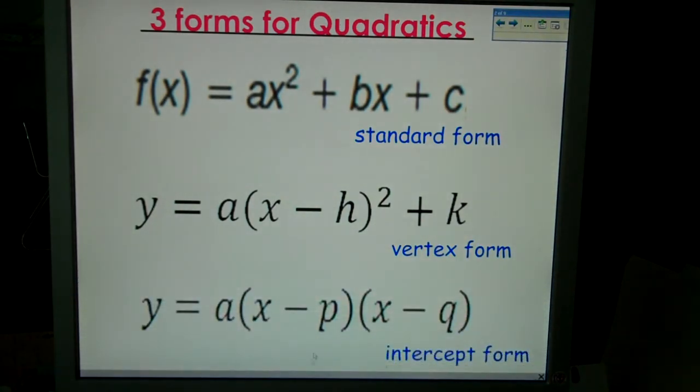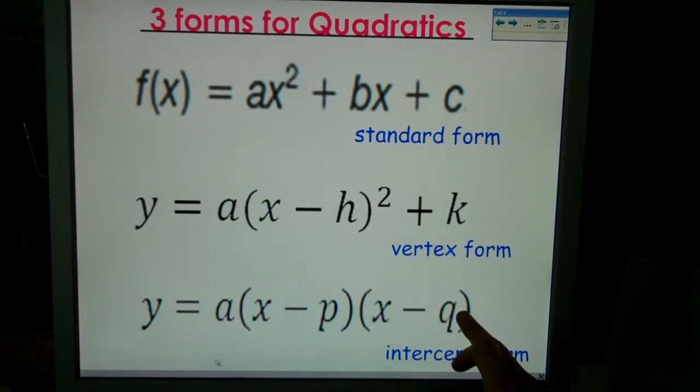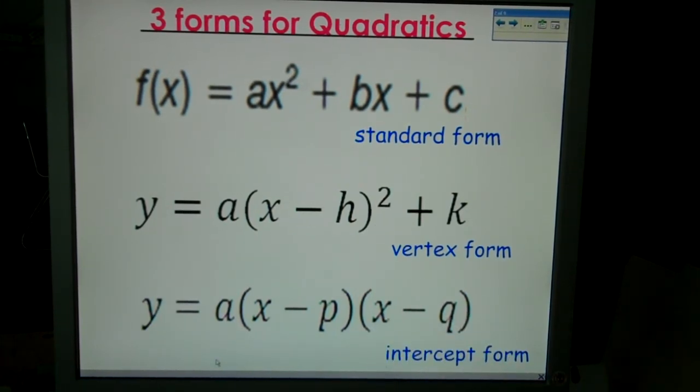All right, here it is. Here's the new guy. Intercept form. Y equals a times the quantity of x minus p times x minus q. Take a minute, write those down. This is the last one, intercept form. I know that's a lot of variables on there. This is big kid stuff, okay? This is really, really going to set you up for Algebra 2, as well as geometry, which you guys are going to be in next year. All right, intercept form. Got them all?